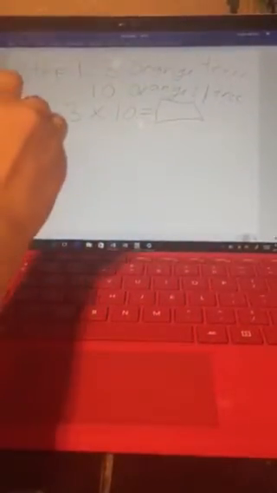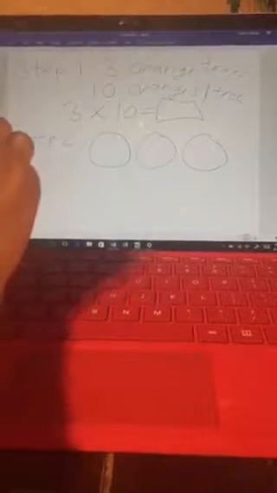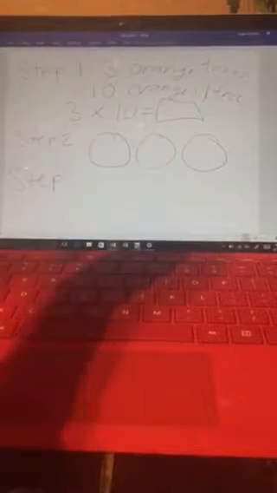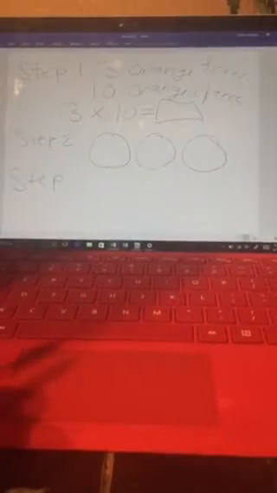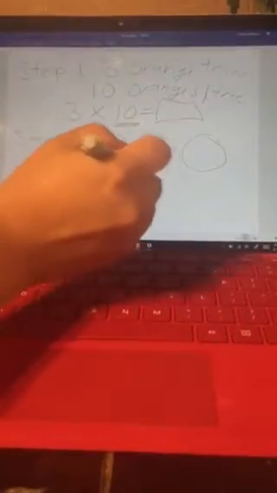So now, step 2, I have to draw my groups. 1, 2, 3, because that's how many groups I have. So, second step is done. My third step is figuring out how many oranges I have in each group. So, I have 10 oranges in each group. So, I'm going to fill in 10 in each circle.